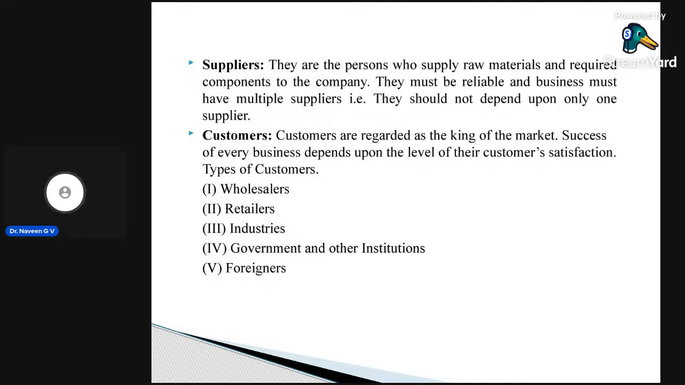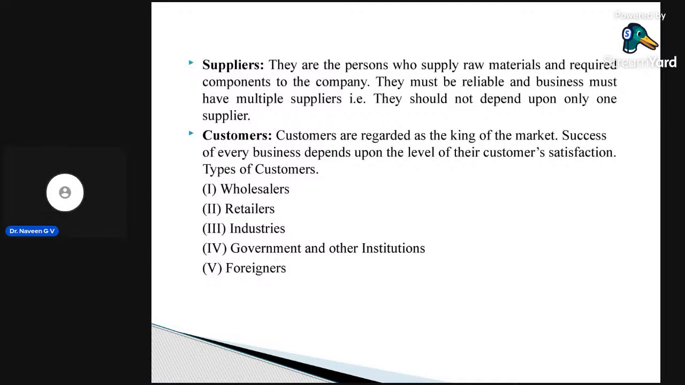And customers are regarded as the king of the market. As we know, without customers there is no point in producing goods and services, and without customers, we can't sell goods and services. In those circumstances, the customer becomes a king. Success of every business depends upon the level of customer satisfaction. When we fully satisfy the customers, we get more sales volume, and when sales volume increases, we get a higher rate of return. It means the profit from selling goods and services.